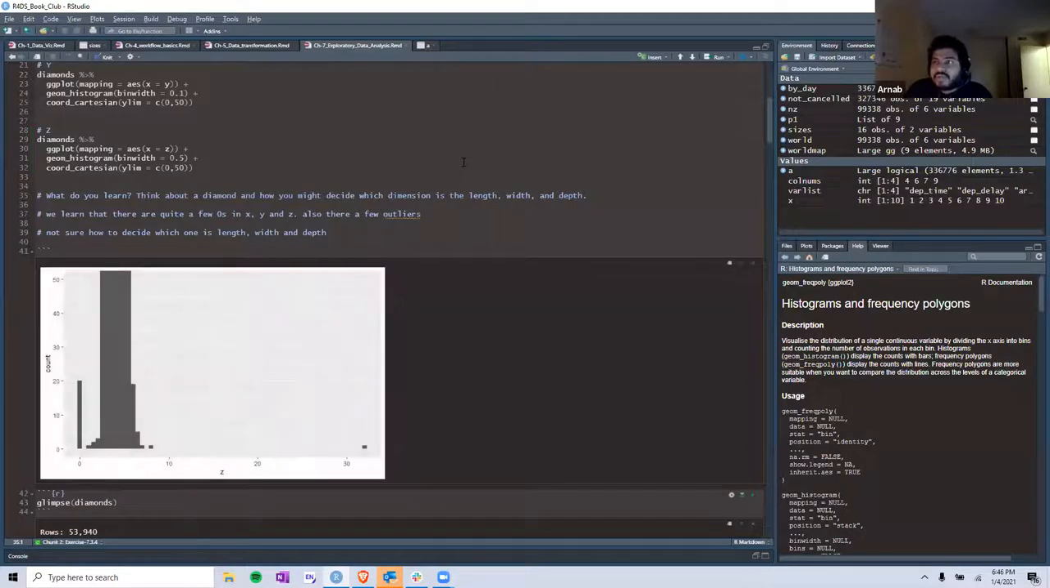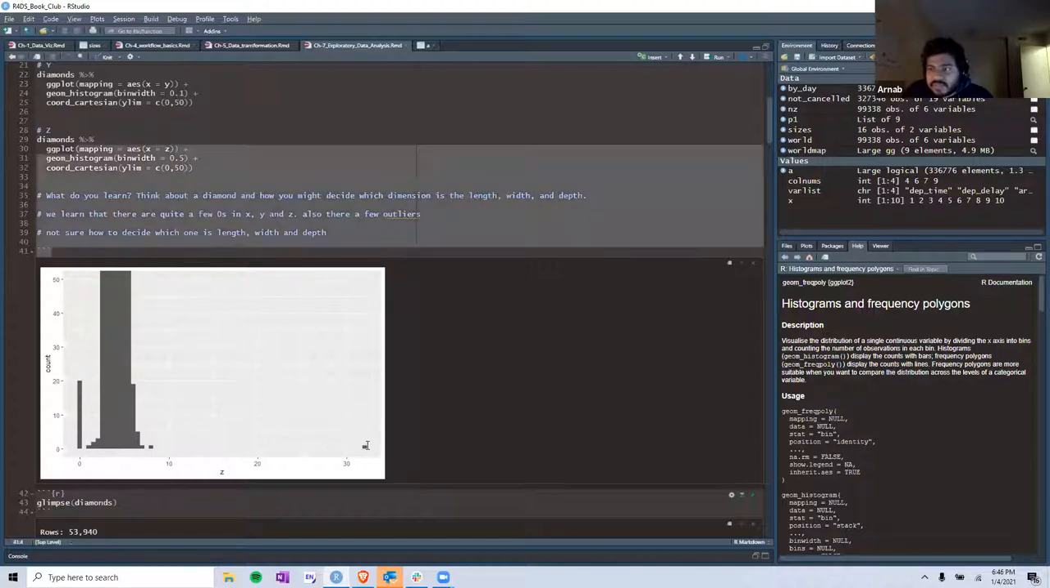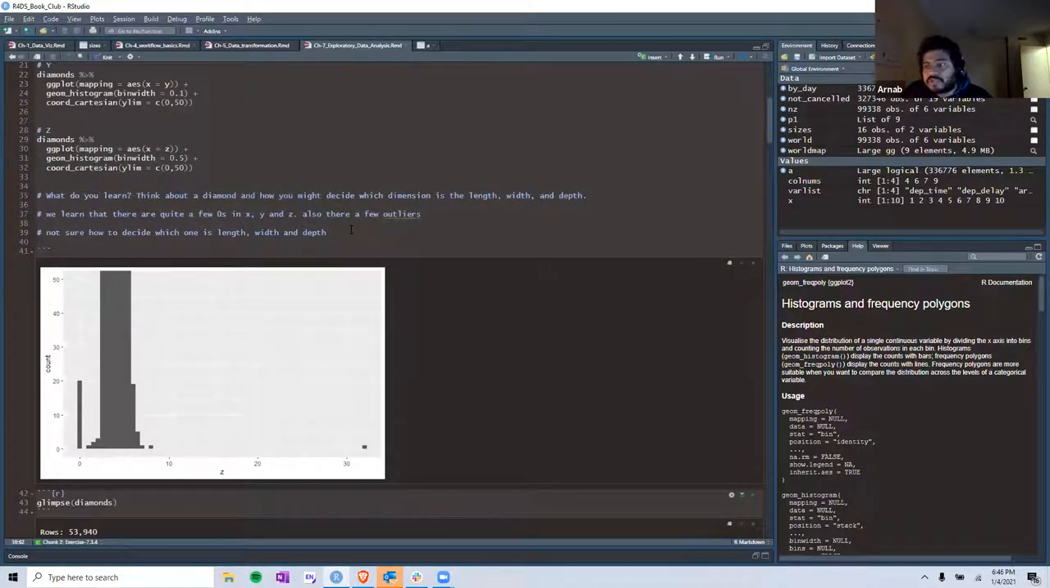Finally, we also look at the z variable, and we see that there are about 20 cases with zero value for z, which is again not feasible. And then we have a couple of values here with a very high value for z, which is also odd, and we should probably probe into why that error happened. So that was pretty clear to me.